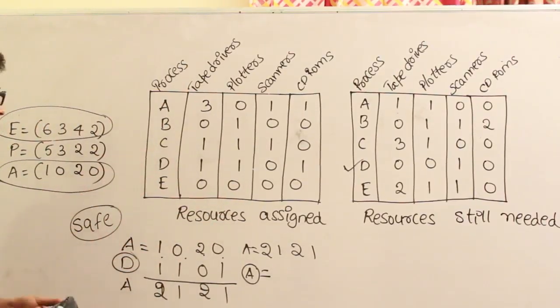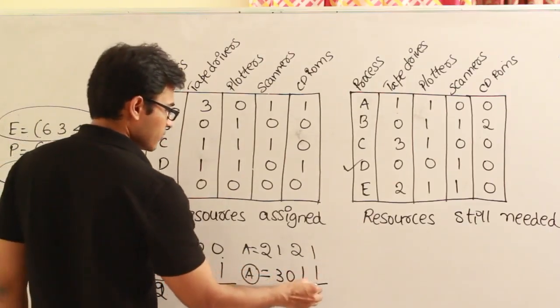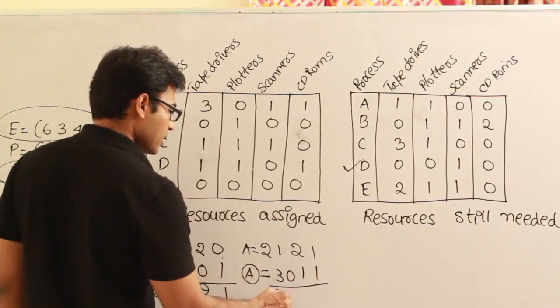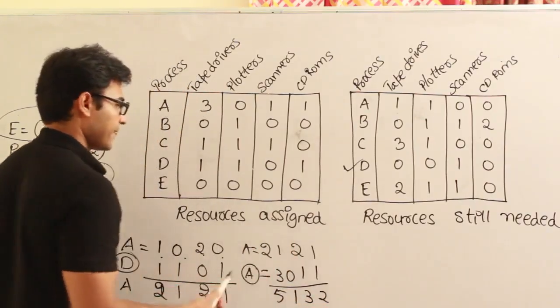So what are the resources? 3011. This will be released. Therefore, now the new availability will become 5132. This is the new availability, right?